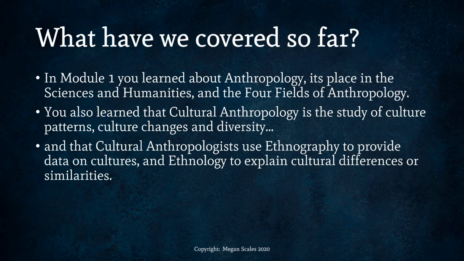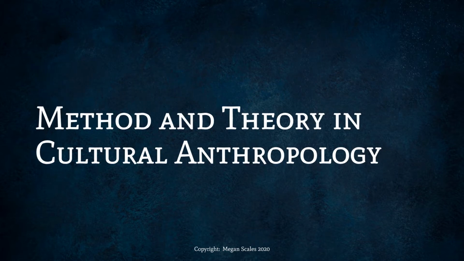So far we've covered anthropology, its place in the sciences and humanities, and the 4, sometimes 5 fields of anthropology. You've also learned about cultural anthropology and the fact that cultural anthropologists use ethnography to provide data on cultures and ethnography to explain cultural differences or similarities. So here we go, method and theories in cultural anthropology.